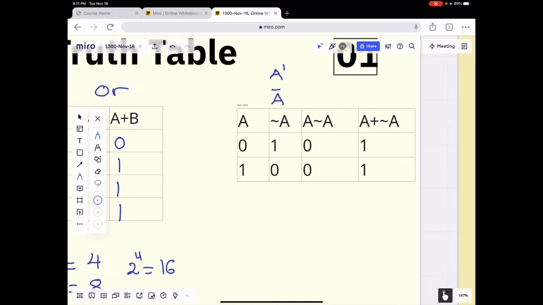So when you AND A with not A, A times not A equals 0, doesn't matter whatever A is. If A is 0, then not A is 1, and when you multiply together it equals 0. When you add together, if A equals 0, not A equals 1, so the sum equals 1. But if A equals 1, not A equals 0, when you add together it equals 1. So that is the table for NOT.